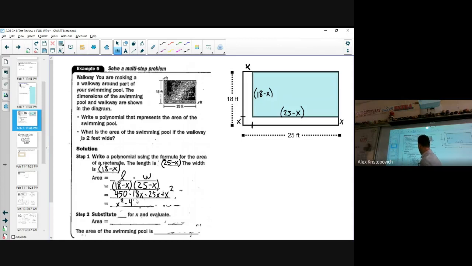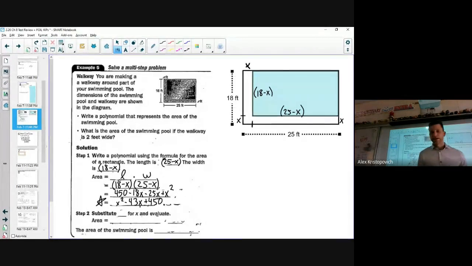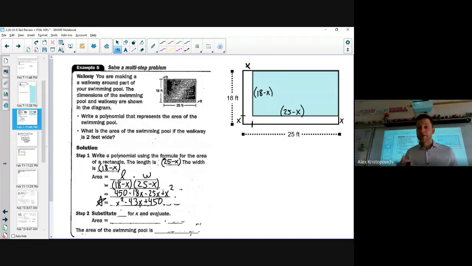I'll check my work, yep. Negative 43x, and then plus 450. Okay, this right here is our area, or more so the expression that will represent our area. x squared minus 43x plus 450. This is our polynomial. So this answers question number 1.